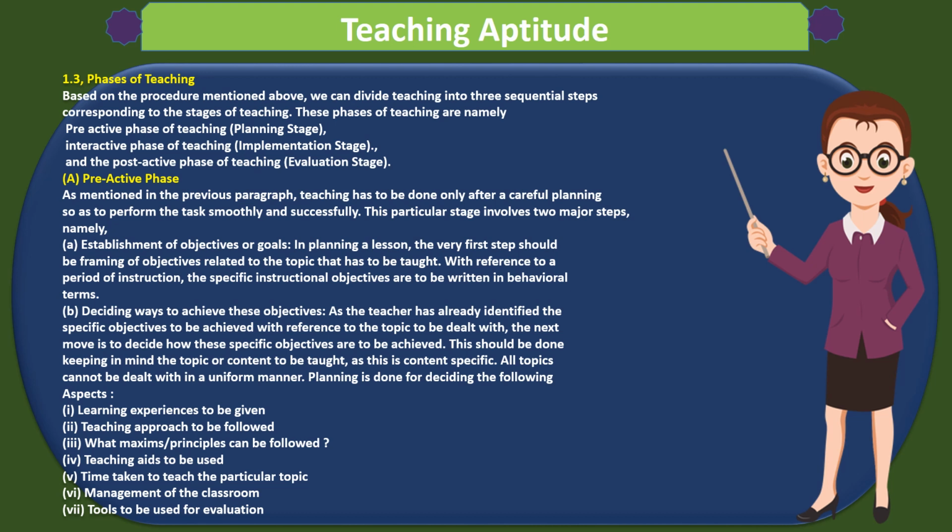the next move is to decide how these specific objectives are to be achieved. This should be done, keeping in mind the topic or content to be taught, as this is content specific. All topics cannot be dealt with in a uniform manner. Planning is done for deciding the following aspects: 1. Learning experiences to be given. 2. Teaching approach to be followed. 3. What maxims or principles can be followed. 4. Teaching aids to be used. 5. Time taken to teach the particular topic. 6. Management of the classroom. 7. Tools to be used for evaluation.